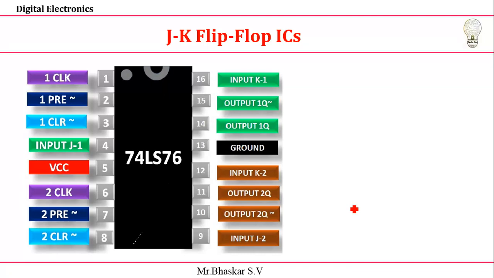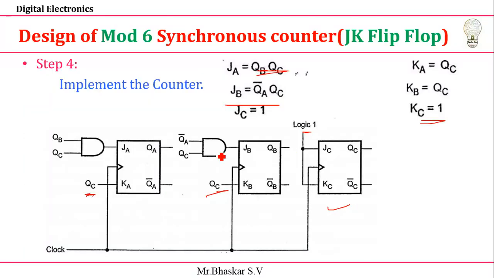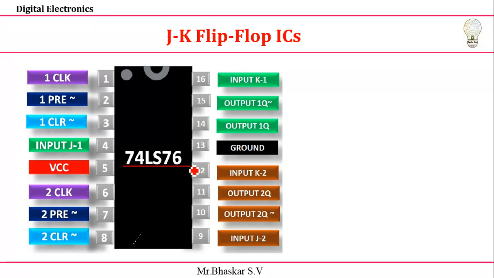Let's check it out. IC 7476 is one of the ICs we are going to use for the JK flip-flop. Internally you have two JK flip-flops, so we can use any two. But when it comes to my circuit implementation, generally we have 3 JK flip-flops. That's where it requires separate ICs. Each IC internally has 2 JK flip-flops, and I'm going to take one more 7476 here.